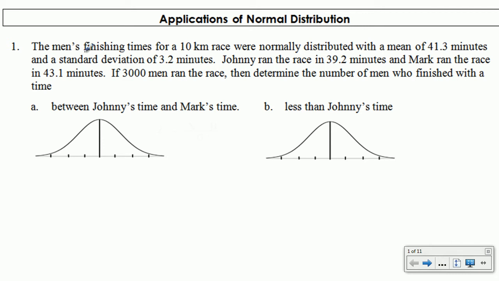So in this question, the men's finishing times for a 10-kilometer race were normally distributed with a mean of 41.3 minutes and a standard deviation of 3.2 minutes. Johnny ran the race in 39.2 minutes and Mark ran the race in 43.1 minutes. If 3,000 men ran the race, we need to determine a few things. First, we need to determine the number of men between Johnny's time and Mark's time.